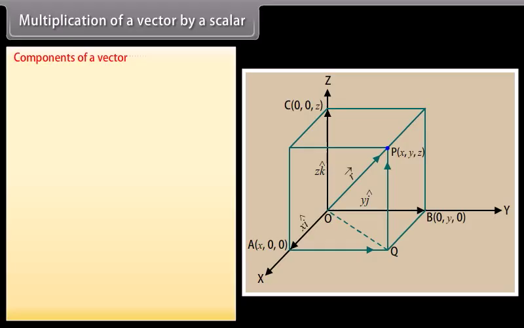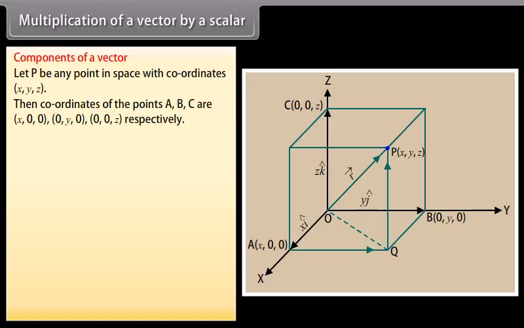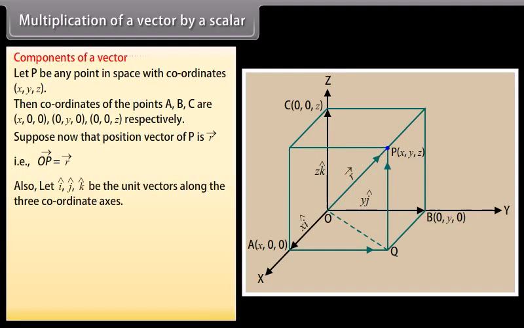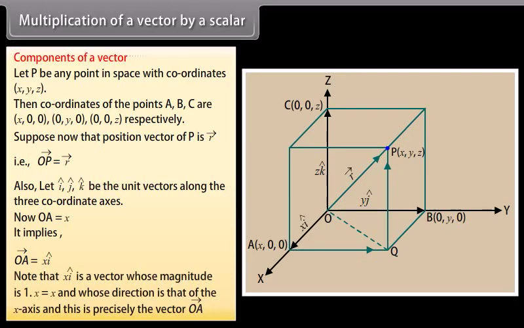Components of a vector. Let P be any point in space with coordinates x, y, z. Then coordinates of the points A, B, C are (x, 0, 0), (0, y, 0), (0, 0, z) respectively. Suppose now that the position vector of P is vector r, that is, vector OP equals vector r. Also, let cap i, cap j, cap k be the unit vectors along the three coordinate axes. Now OA equals x. It implies vector OA is equal to x cap i. Note that x cap i is a vector whose magnitude is 1 into x equals x and whose direction is that of the x-axis, and this is precisely the vector OA.